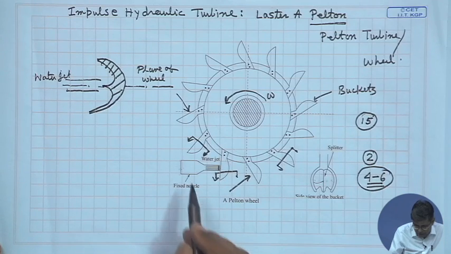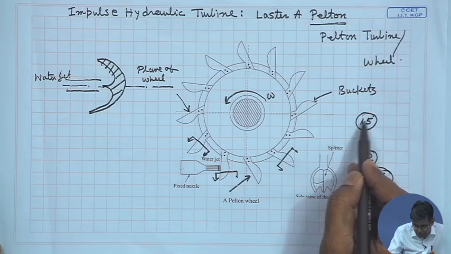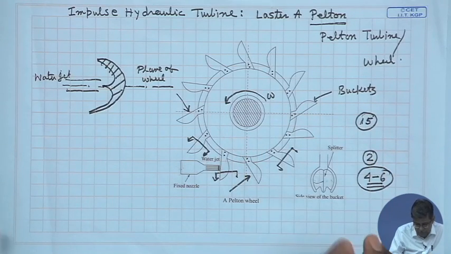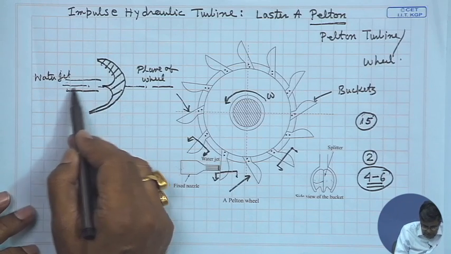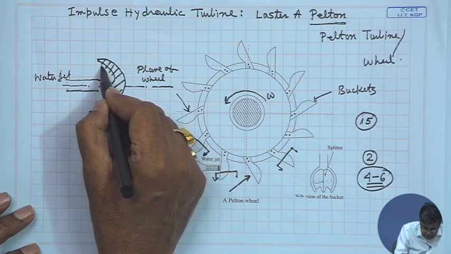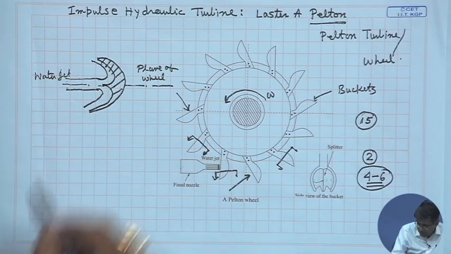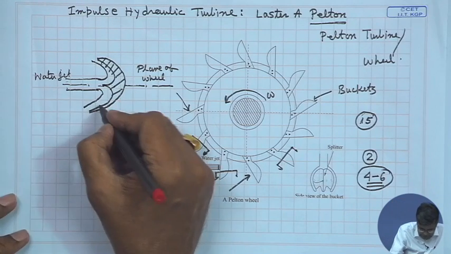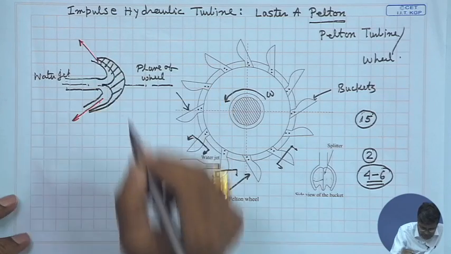These are for the number of jets and the number of nozzles, and this is more than 15 for the number of spoon shaped buckets, which depend on specific speed. Now, we concentrate here. The water jet strikes here and smoothly glides over the blade and comes out like this.